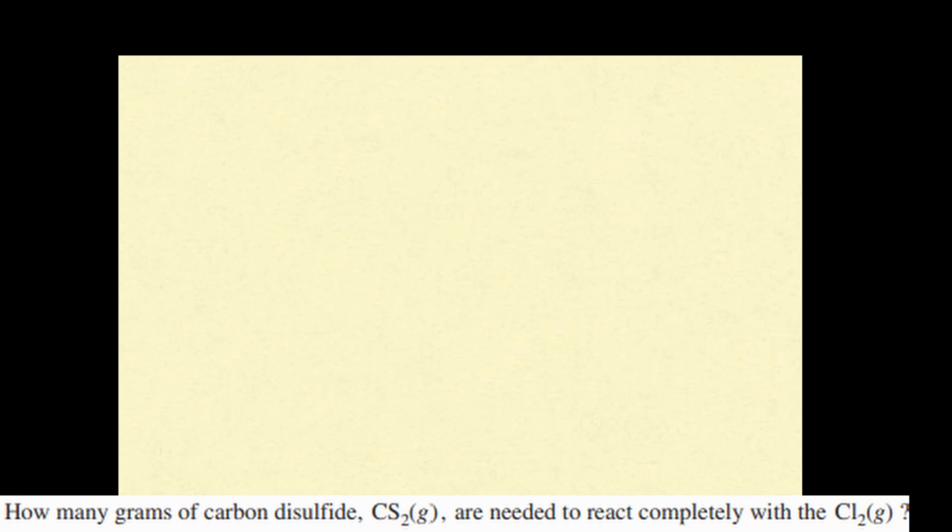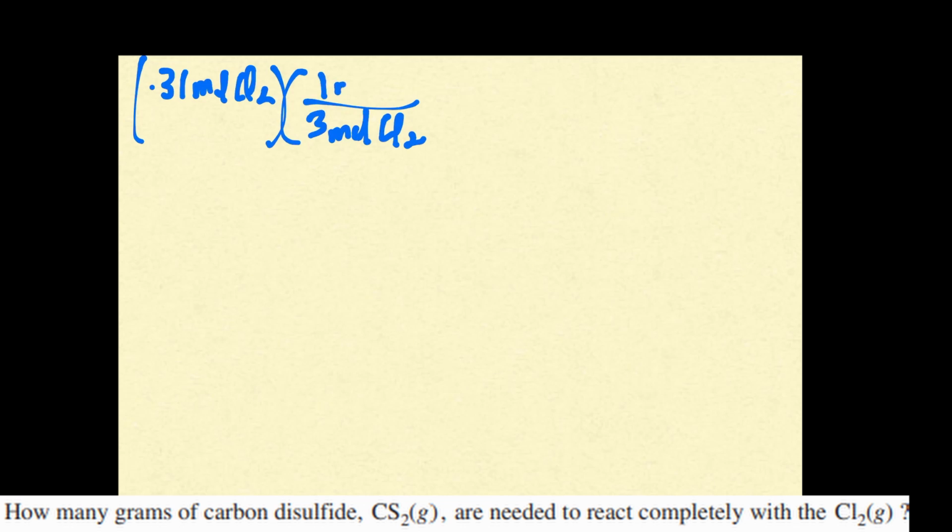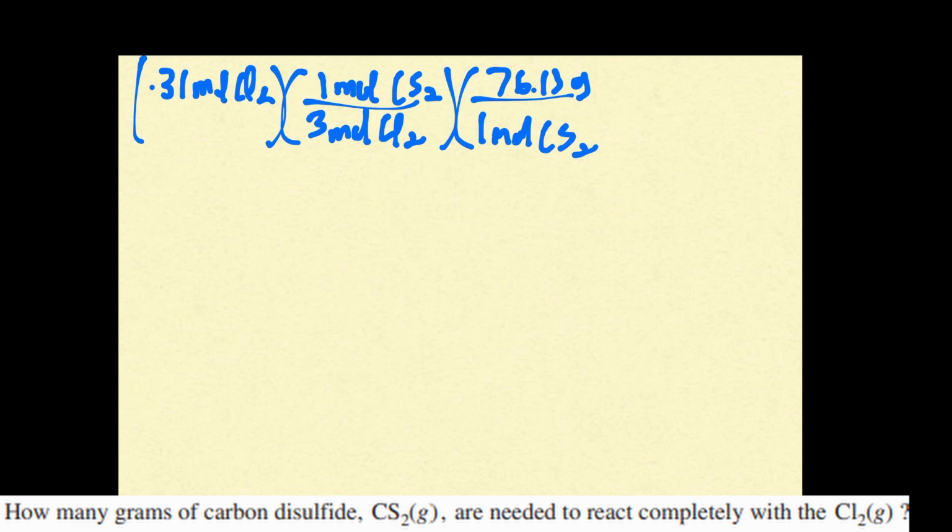For this next question, we have to use the answer from the previous question and use a little bit of stoichiometry. We start with our 0.31 moles of chlorine gas, then we have to use our mole ratio. For every 3 moles of chlorine gas that is consumed, you need 1 mole of the carbon disulfide. Now we have moles of carbon disulfide, so we multiply by the molar mass. In 1 mole of carbon disulfide, there are 76.13 grams of carbon disulfide, so our final answer is going to be we need 7.9 grams of carbon disulfide.